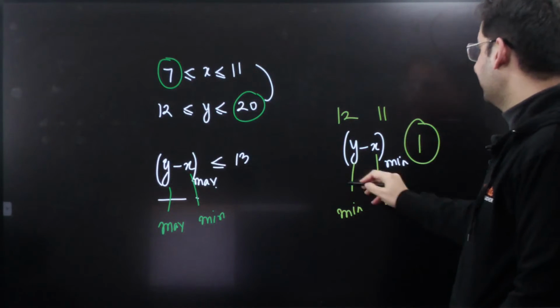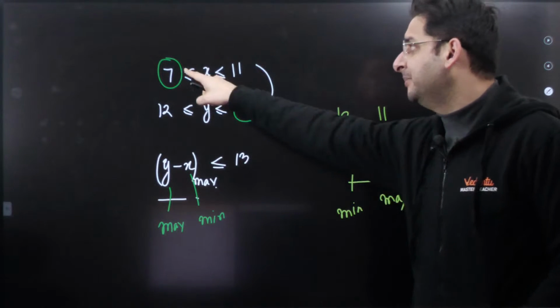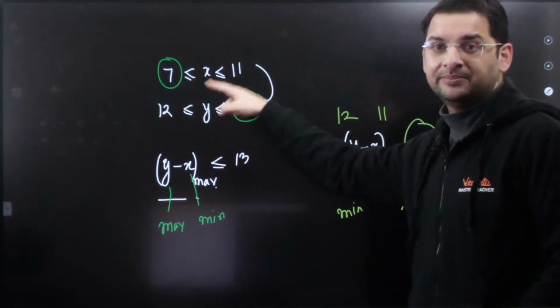Are you getting this, everyone? ठीक है. So जब subtraction करते हैं तो उल्टा चलते हैं. ये maximum and ये minimum.